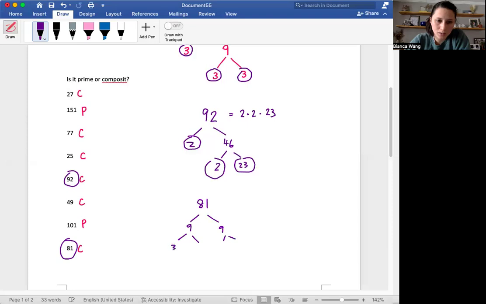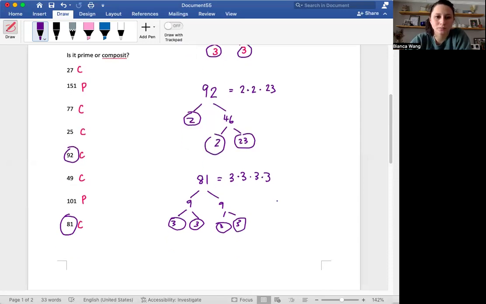9 is divisible by 3, which is 3 times 3, right? And these are prime, so I'm going to circle them. 3 times 3, which means 81 can be rewritten as 3 times 3 times 3 times 3. And if you plug that in, you should be able to check your answer and get 81.